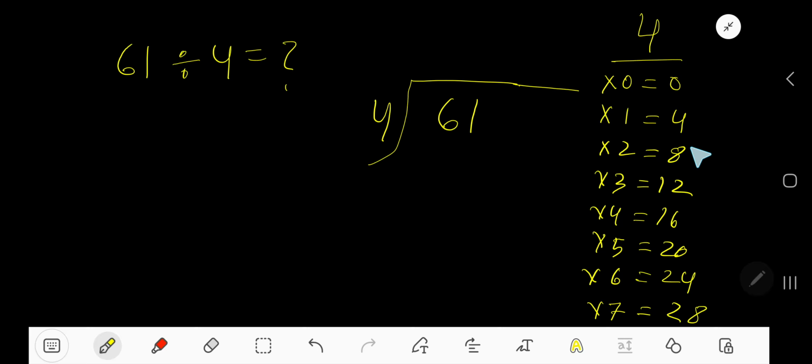0 plus 4, 4. 4 plus 4, 8. 8 plus 4, 12. This process will continue.